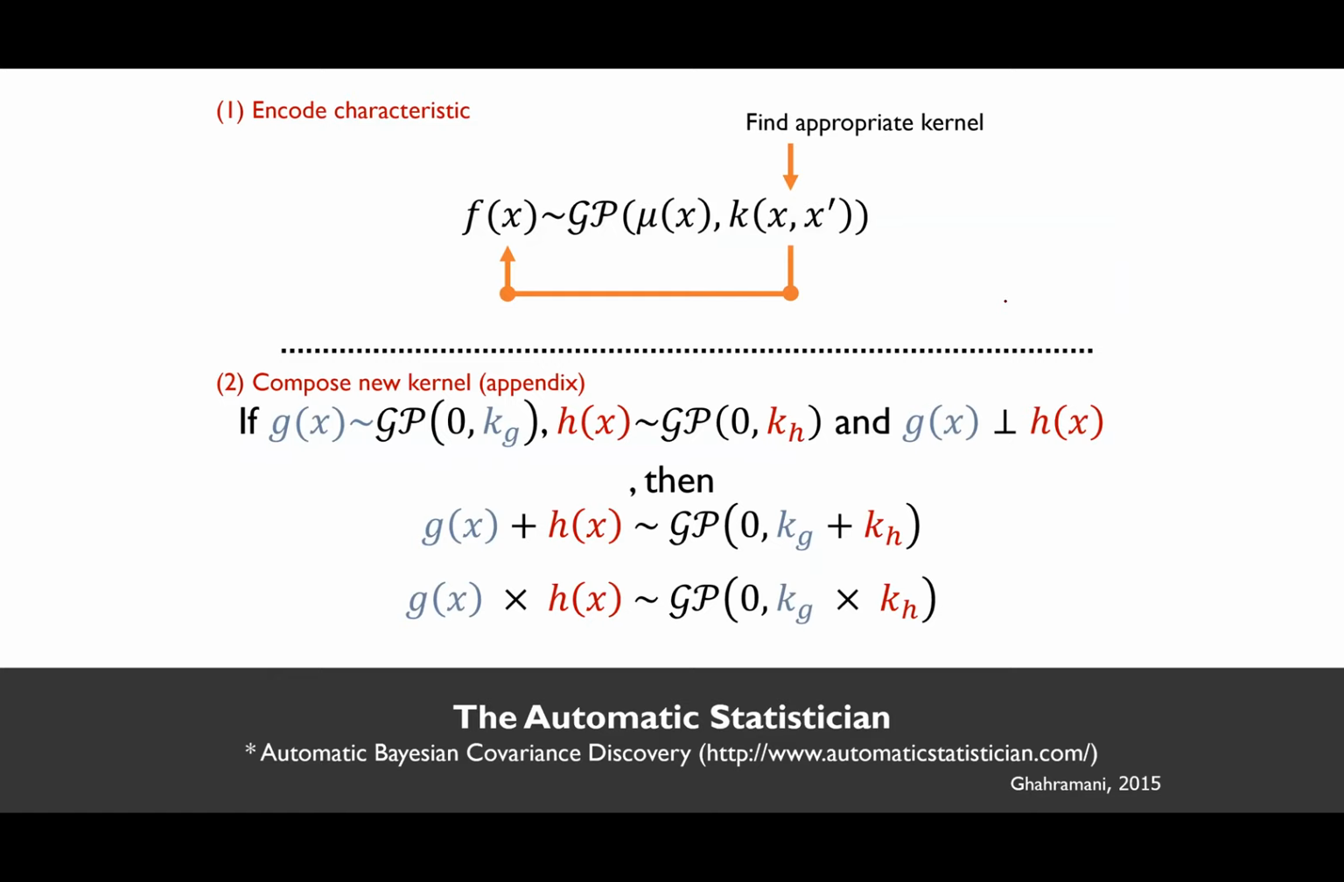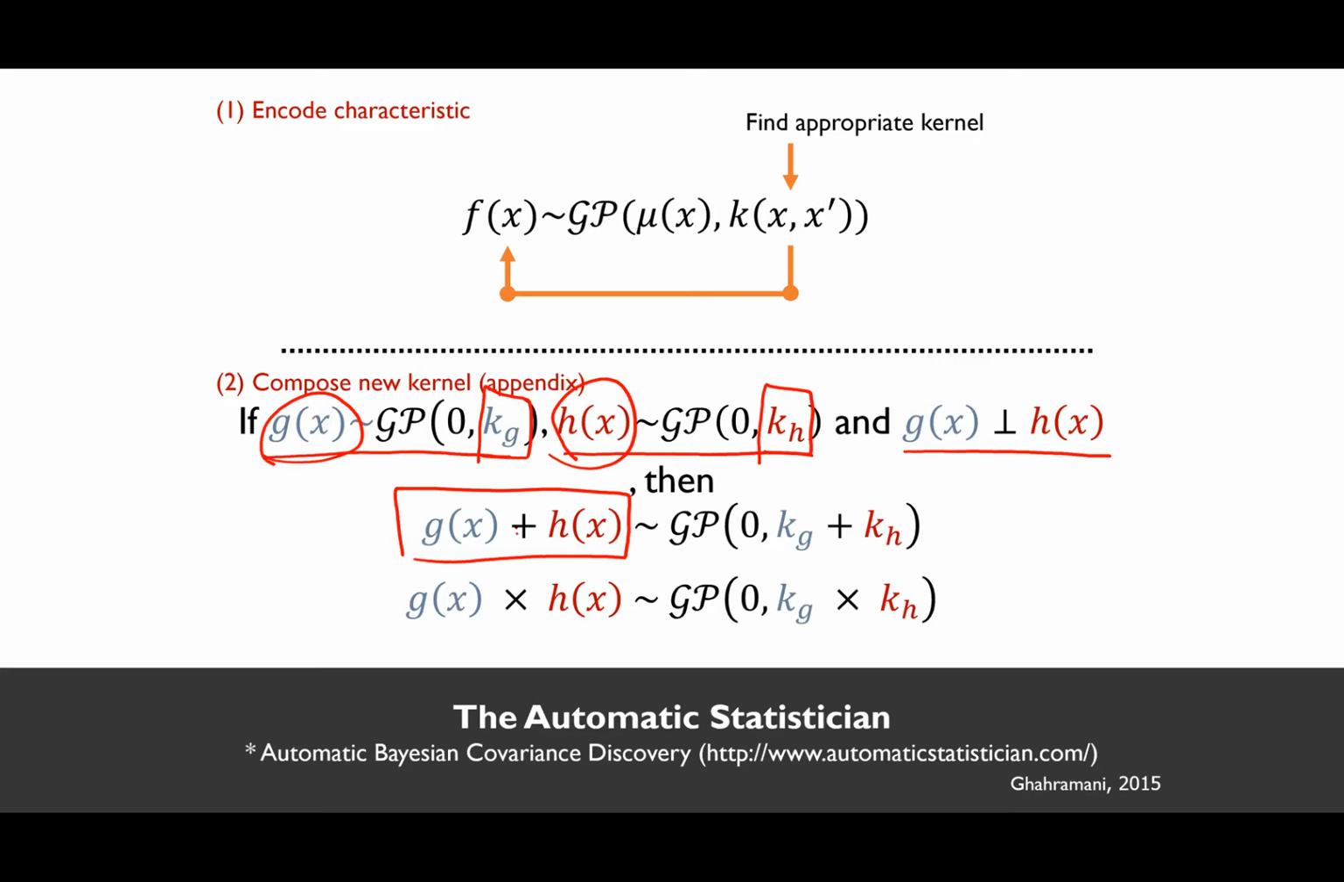This is called the automatic statistician, which was done by Zoubin Ghahramani's group and Josh Tenenbaum's group at MIT and Cambridge. What they show is that if we have two Gaussian processes, G and H, drawn from kernel K_G and kernel K_H, with independent hyperparameters and zero mean, then the sum of these Gaussian processes is a Gaussian process with the sum of those kernels, and the product of these can be represented by a Gaussian process with the product of these kernels, right? So this is not trivial.